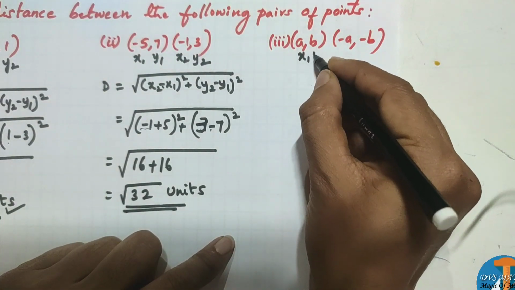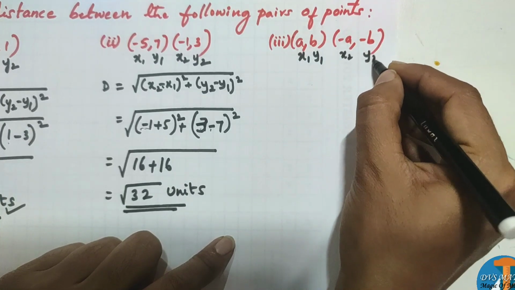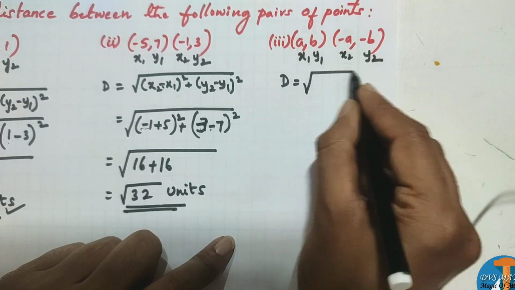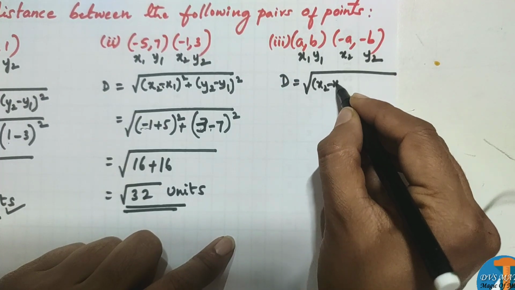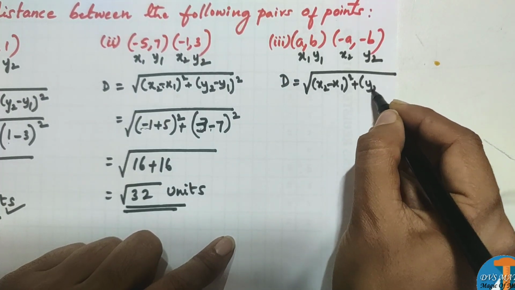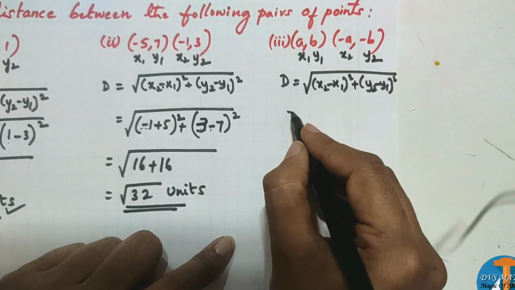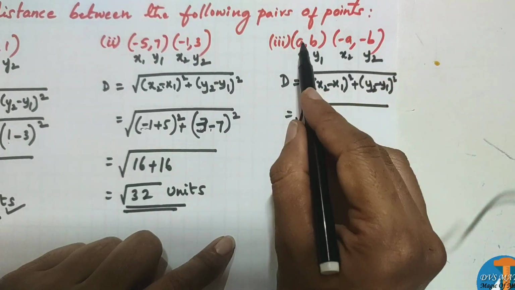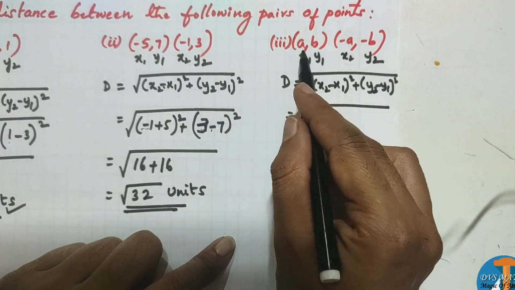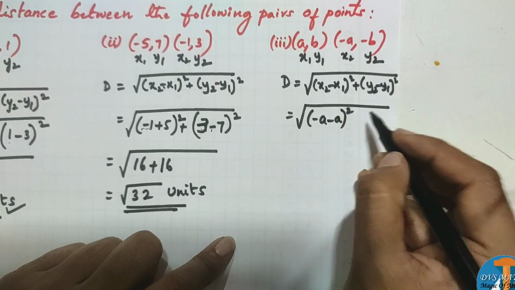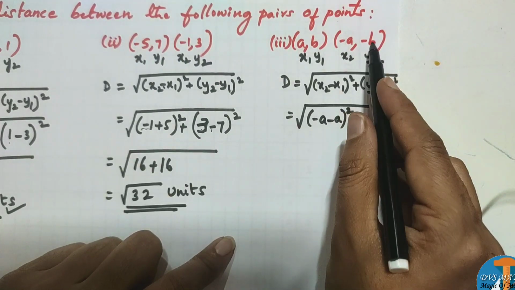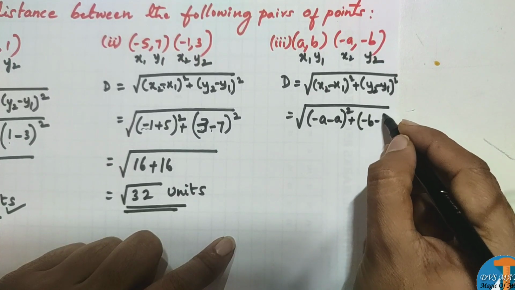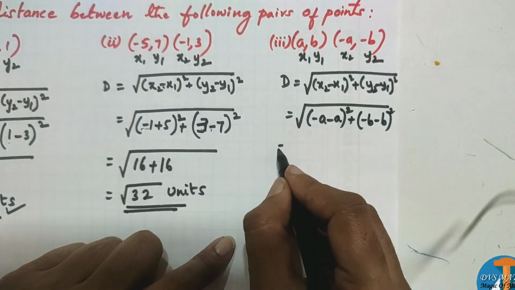Let's go for the last one. Here also write it as x1, y1, x2, y2. Now let us write the formula. D is equal to, again write the formula, x2 minus x1 whole square plus y2 minus y1 whole square. So what is x2 now? Minus a, right? Minus a. The minus is in the formula. What is x1? a. Write down square. Plus. Here also minus b. So minus b. In the equation you have minus b. So minus b whole square.